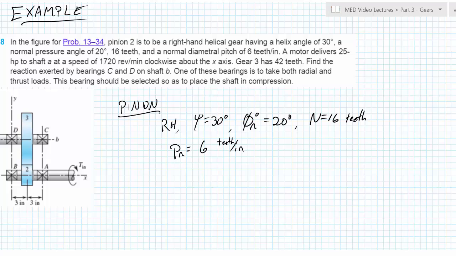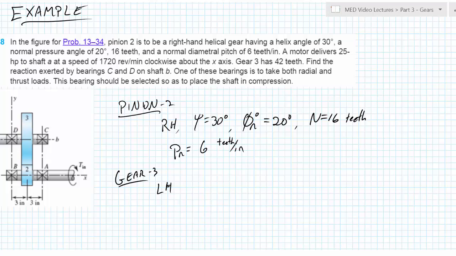Now for the gear, which is number 3, so this is number 2, this is number 3. Gear 3, if it's running in parallel, must be a left-handed gear if they're facing the same direction. If you want to run a right-handed helical gear on a right-handed helical gear, the shafts are going to be 90 degrees, perpendicular to each other.